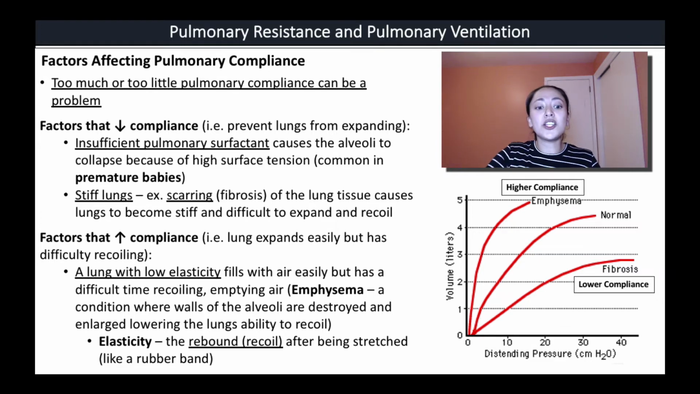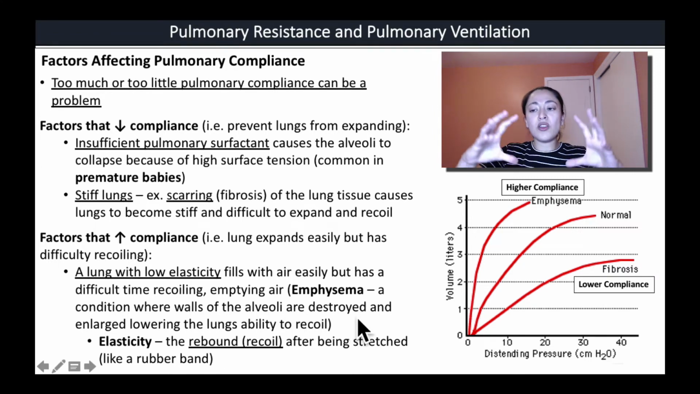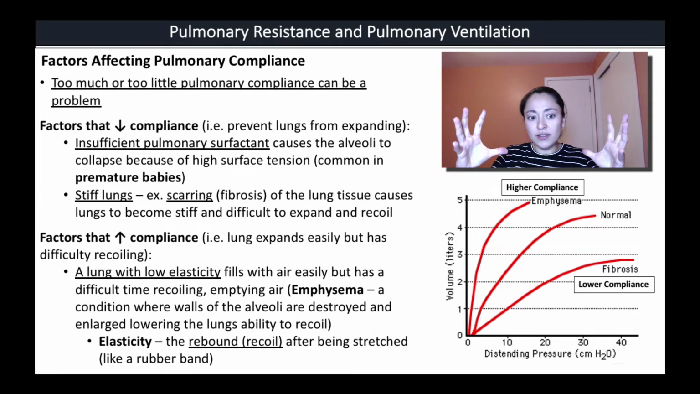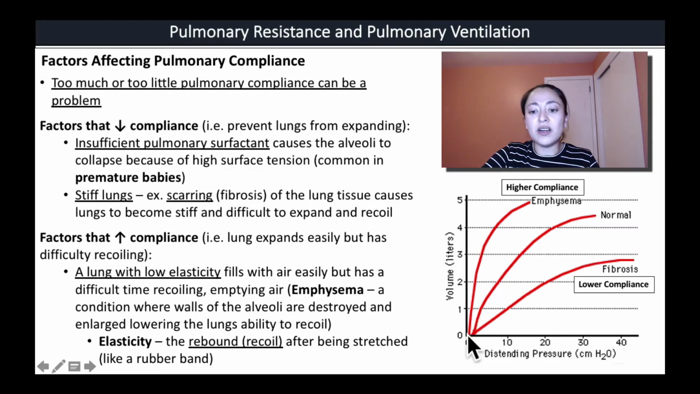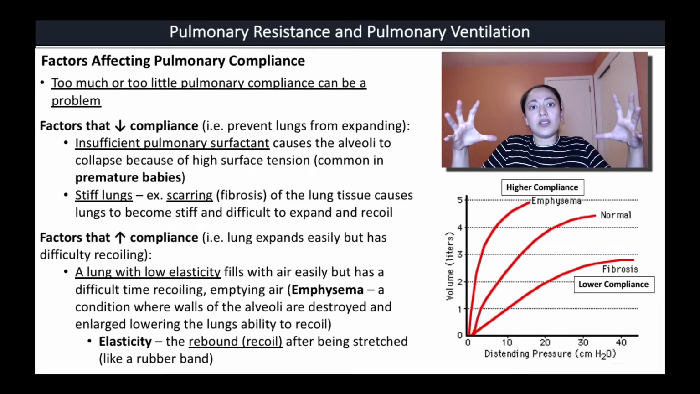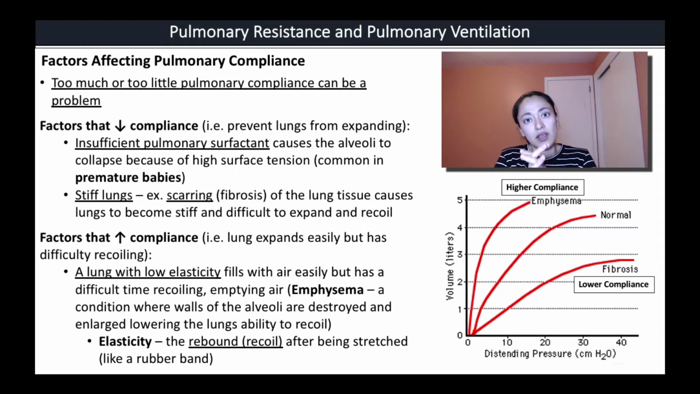An example of a condition that would cause low elasticity of your lungs would be emphysema. Emphysema is a condition where the walls of the alveoli are destroyed, so you have larger air sacs in your lungs, and this lowers the lung's ability to recoil. Somebody suffering from emphysema will have lungs that expand and fill with air really easily, but they may have a more difficult time exhaling, because after the lungs fill, they have a difficult time recoiling and going back down.